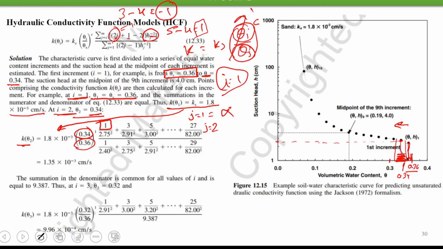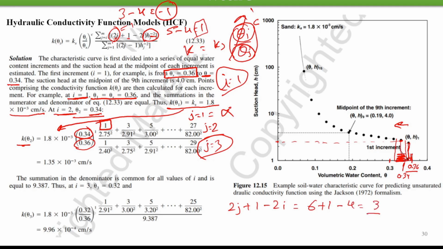Let's move to j is equal to 3. For j is equal to 3, what will happen? This 2j plus 1 minus 2i will be 2 into 3 is 6, plus 1, minus 4. That's going to be 3. If you see the denominator part, that is 2j minus 1 upon h square, summed. Because there is no i part here, for all the iterations this part will be the same.